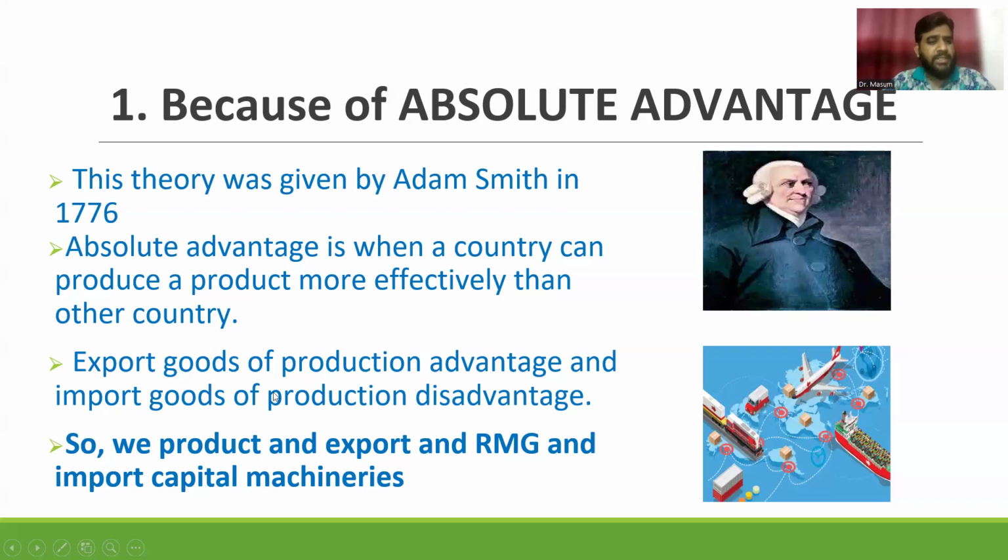Export goods of production advantage and import goods of production disadvantages. So we enjoy advantages of garments production. That's why we produce and export garments. And say, for example, we cannot produce capital machineries. So capital machineries are produced by European countries, China, Turkey, Germany. We buy or import capital machineries. So because of absolute advantage, we are producing garments.